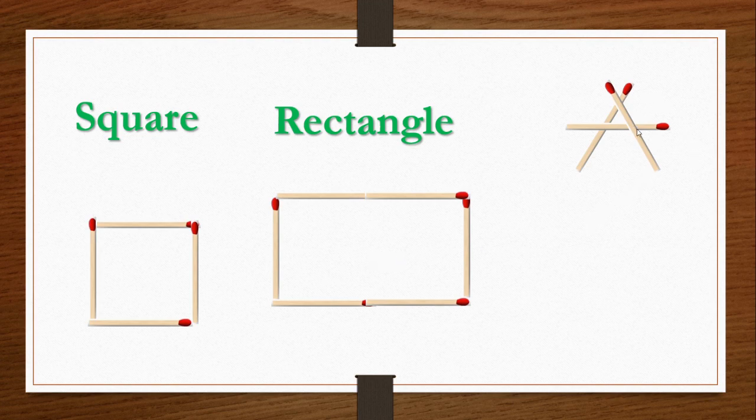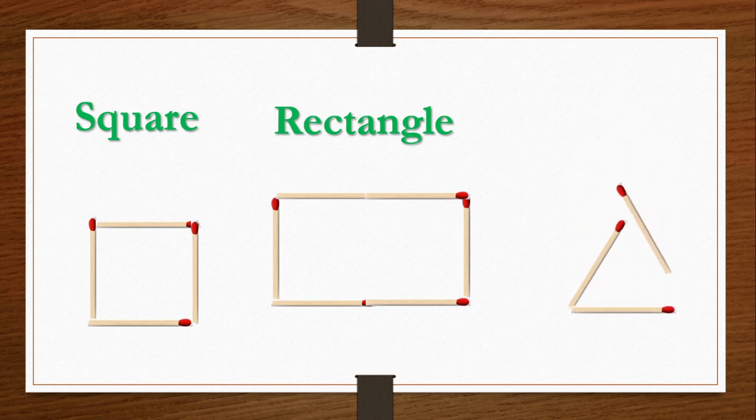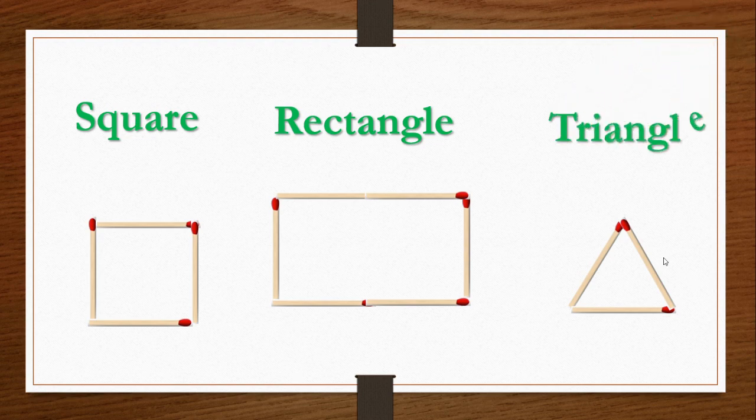Okay, now we'll move to the third figure. Here I have three matchsticks and I will take one and I will place like this, second one, base, and third one I will keep here. So I got a three-sided figure that is called as triangle. What we call triangle, isn't it?